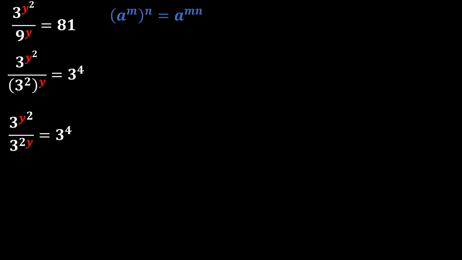So we would have 3 to the power of y squared over 3 squared to the power of y is equal to 3 to the power of 4. We also rewrote 81 with a base of 3. Now, using exponent properties, if we had a to the power of m to the power of n, that is equal to a to the power of m times n. So in this case, our denominator would be 3 to the power of 2y. Everything else in the equation stayed the same.